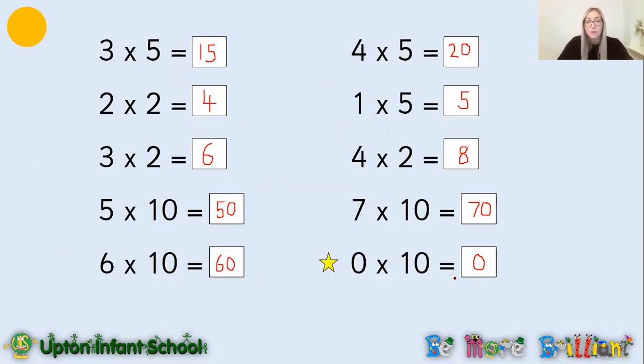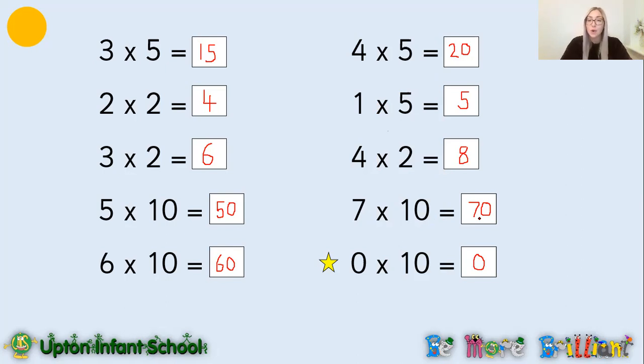So we have got our amber challenge. So we've got 3 times 5 equals 15. 2 times 2 equals 4. 3 times 2 equals 6. 5 times 10 equals 50. 6 times 10 equals 60. 4 times 5 equals 20. 1 times 5 equals 5. 4 times 2 equals 8. 7 times 10 equals 70.